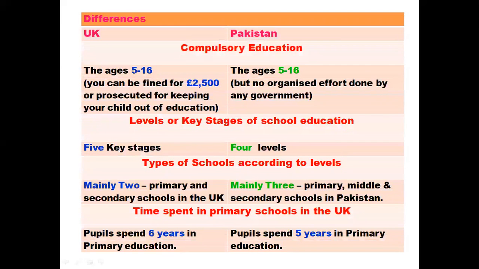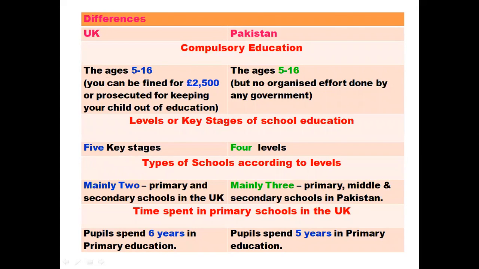Right, let's look at some more differences and similarities in the education system. When looking at compulsory education, education is compulsory in both of these countries for the students whose ages are between 5 and 16. But no organized effort has been made by any of the governments in Pakistan to ensure this. While in the UK, the parents or guardians can be fined for up to £2,500 or prosecuted for keeping their children out of education.